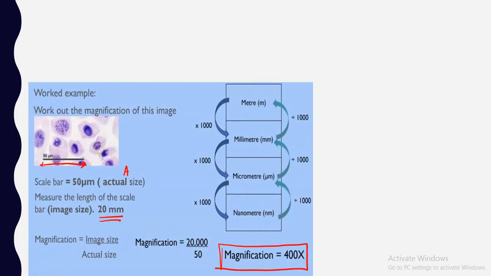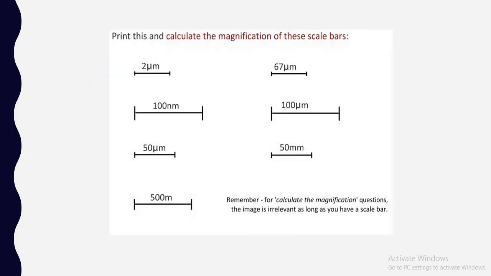Now for your practice, you can just print out these different scale bars, okay, and you can calculate magnification for these scale bars. Okay, these are the different scale bars given to you. So you can print these out and practice how this works. So this is how you can also make an easy way for the conversion of the units, and you will learn it also.